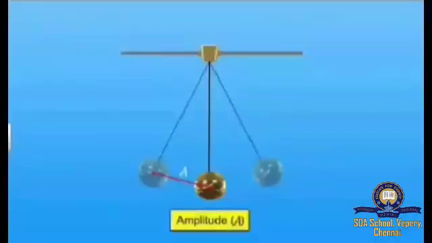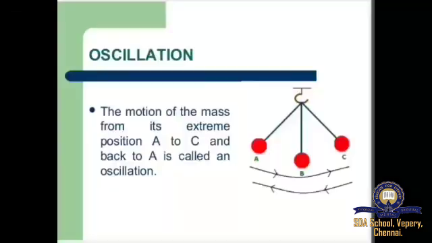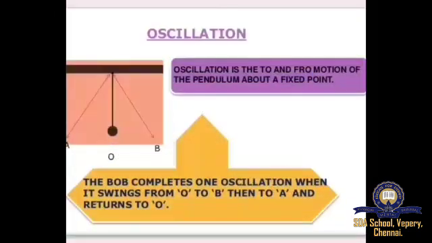Next, amplitude. The maximum displacement from the mean position is called amplitude. It is represented by the letter A and it is measured by the unit meter. Oscillation. The motion of the mass from its extreme position A to C and back to A is called an oscillation. Otherwise, the bob completes one oscillation when it swings from O to B, then to A and returns to O. So this is called oscillation.